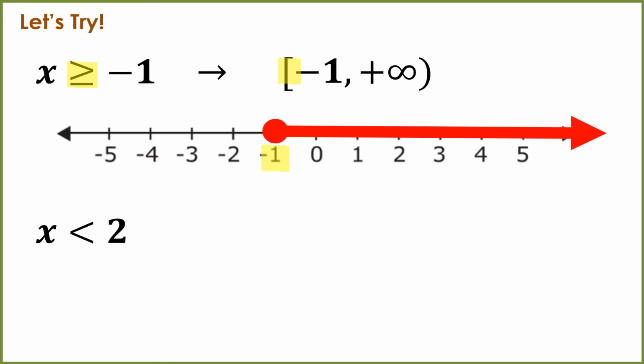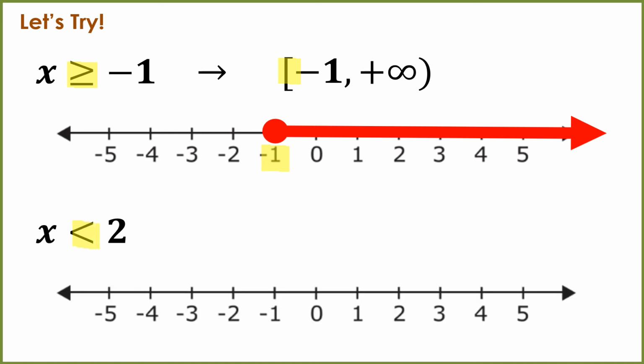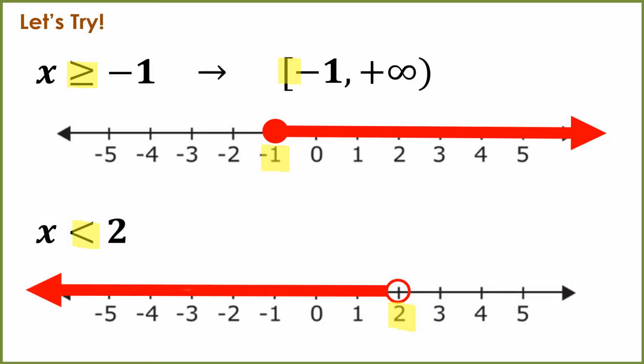For the next example, x is less than 2. Again, our inequality symbol is less than. So that means we are going to make use of an open circle on 2. Our graph will move to the left. For the solution set, we have negative infinity to 2. Again, it's a parenthesis since 2 is not included.